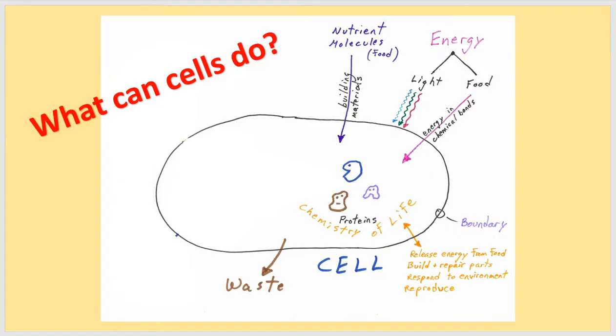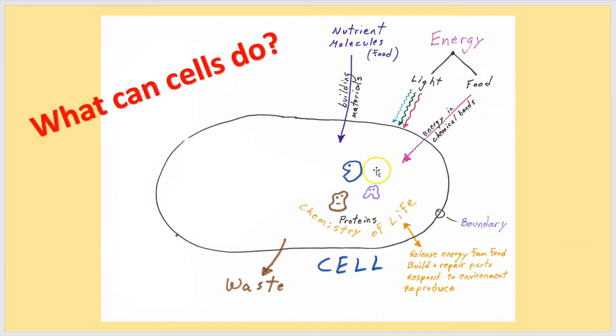So now let's take a look at more of a functional view of a cell. What can cells do? Well, again, here's our cartoon bacteria. We have the boundary of the cell that defines the inside versus the outside. It's the boundary of the living entity. Now, what cells are doing inside is they're performing lots of chemical reactions. We're going to call that the chemistry of life.